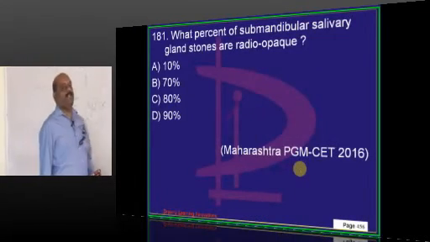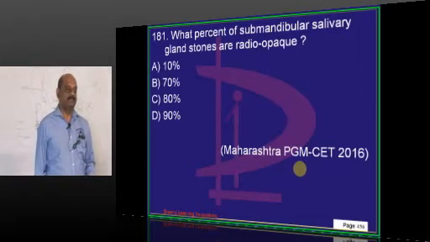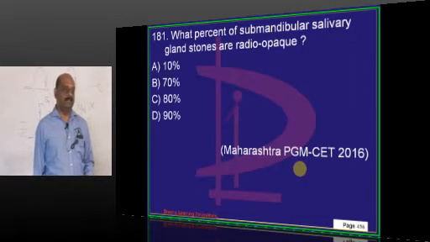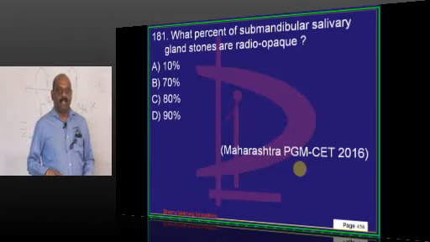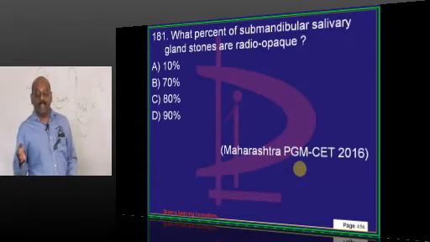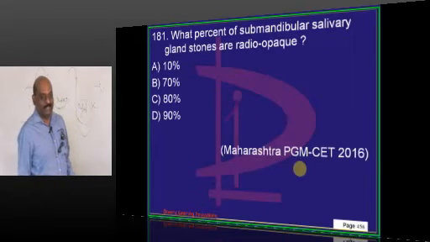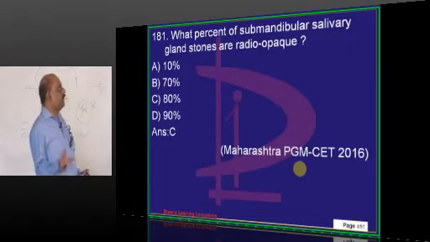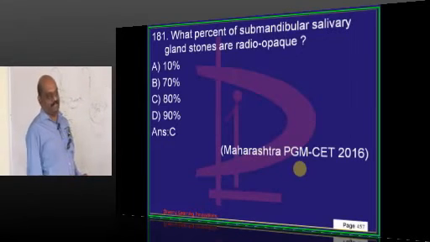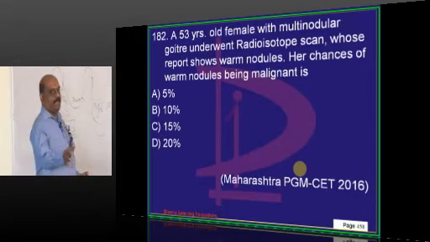What percentage of salivary stones are radio-opaque? Cruel question. We know kidney stones, gall stones. Already in them, what percentage is opaque and lucent is a cruel question. Salivary stones. So if you answered this wrong, don't worry, it is 80%.